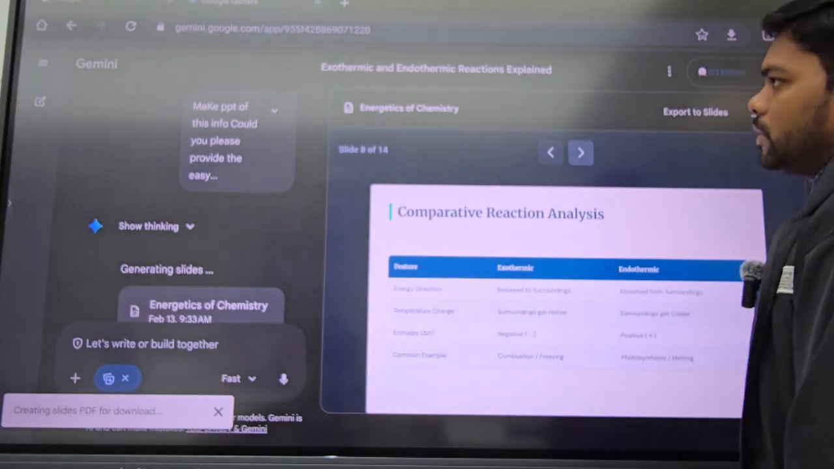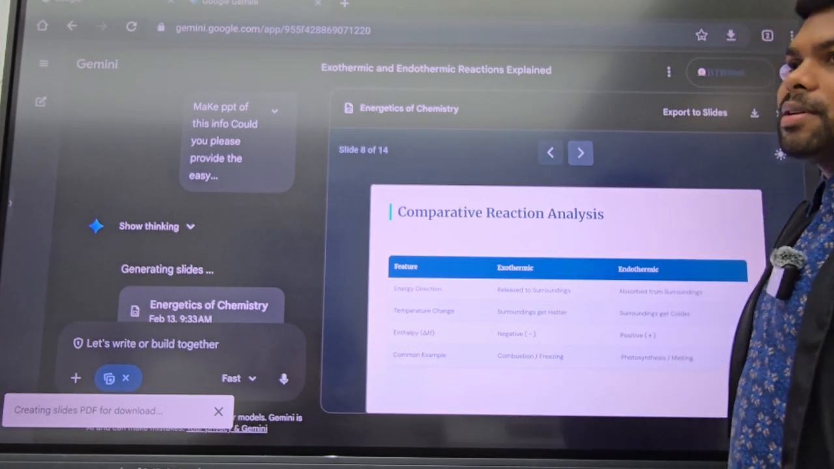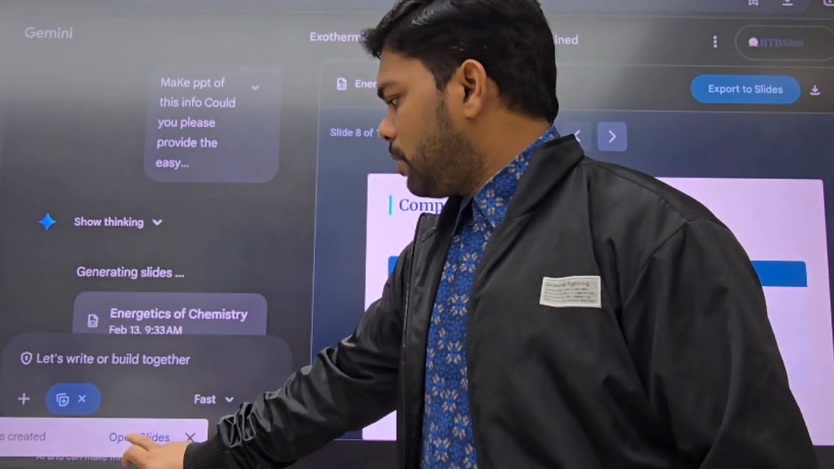It is getting downloaded. Alright. So that I will display, you can have a look. I think it is downloaded, right? Let me open the slide.